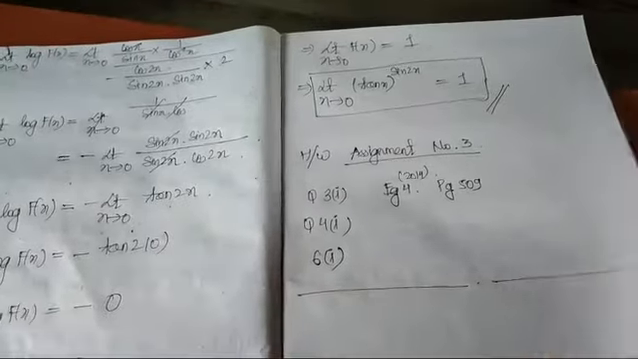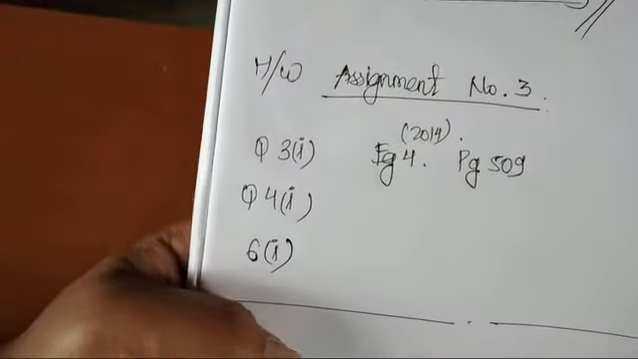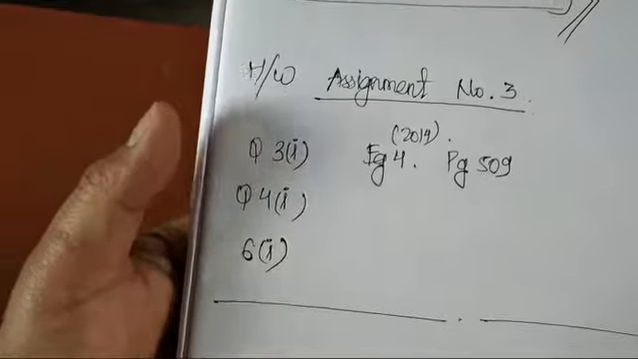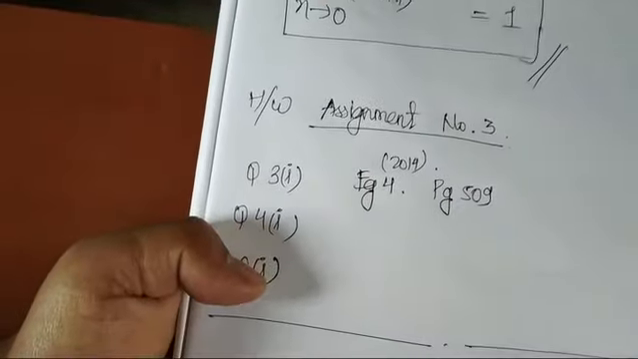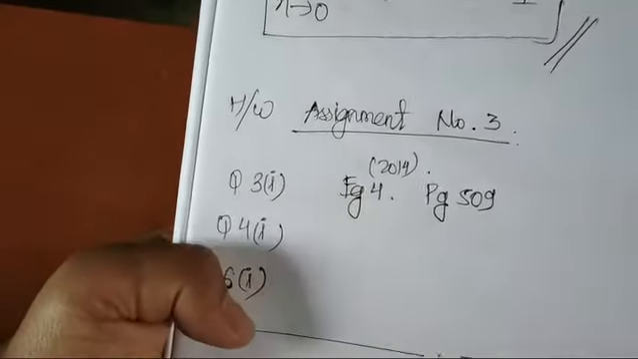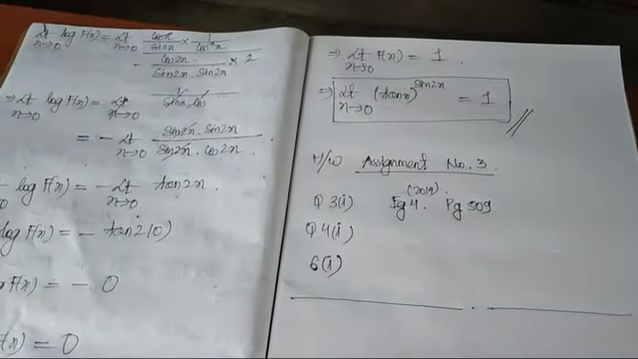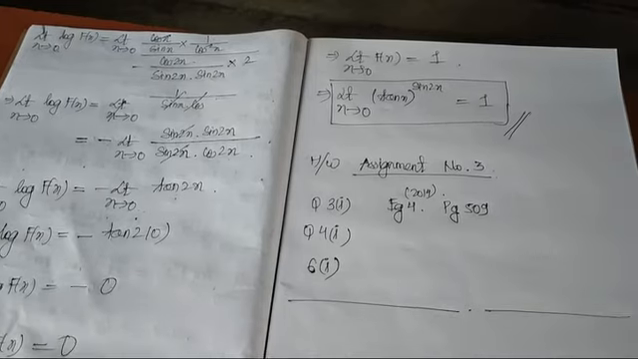Let's not forget homework assignment number 3. Today's assignment will be question number 3 part 1, 4 part 1, 6 part 1, and example number 4. Please try to do it. Very important. A chapter we have finished today, and tomorrow let's see which chapter we will be starting. Okay, so that's it for today.